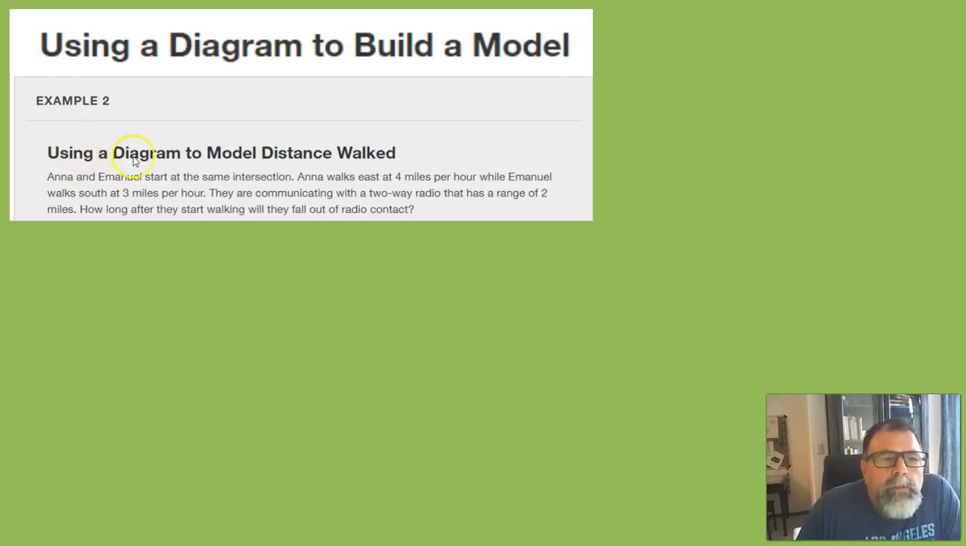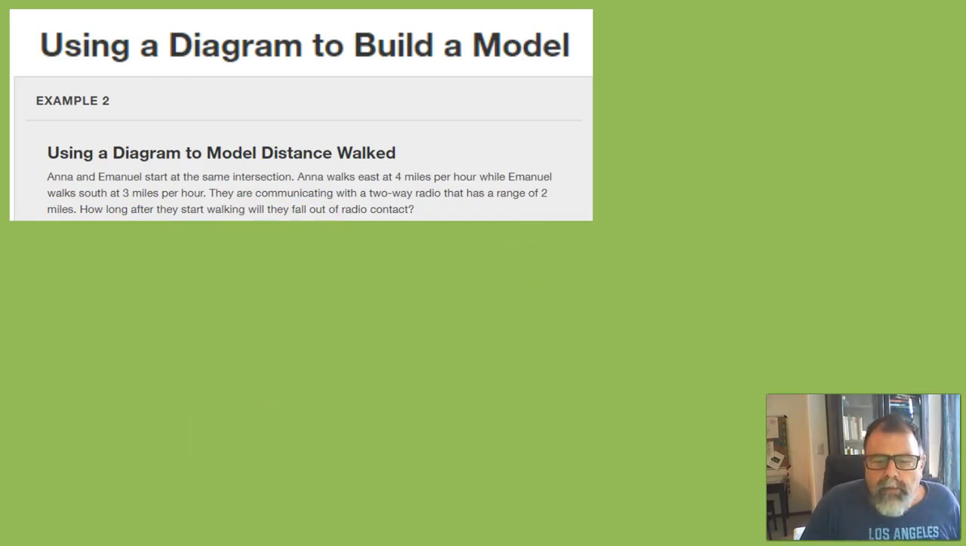Example 2, using a diagram to model distance walked. Anna and Emmanuel start at the same intersection. Anna walks east at 4 miles per hour while Emmanuel walks south at 3 miles per hour. They are communicating with a two-way radio that has a range of 2 miles. How long after they start walking will they fall out of radio contact?